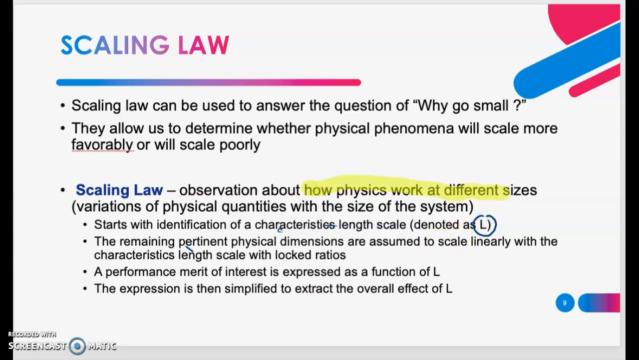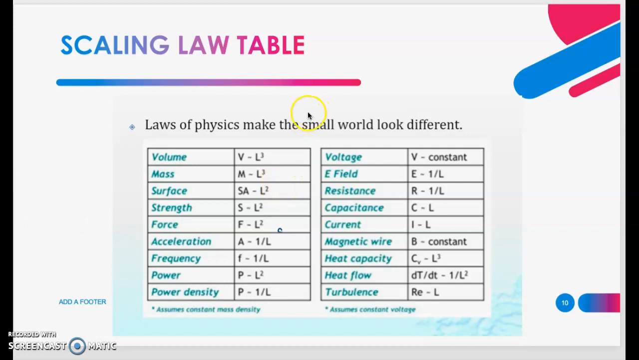Okay, so the performance, let's say the sensitivity, the volume, the surface area, will be expressed as a function of the length, and then simplified to check the effect of scaling the length on the performance, either for the capacitance, the heat dissipation, or the surface area. So as we can see here, the laws of physics make the small world look different.